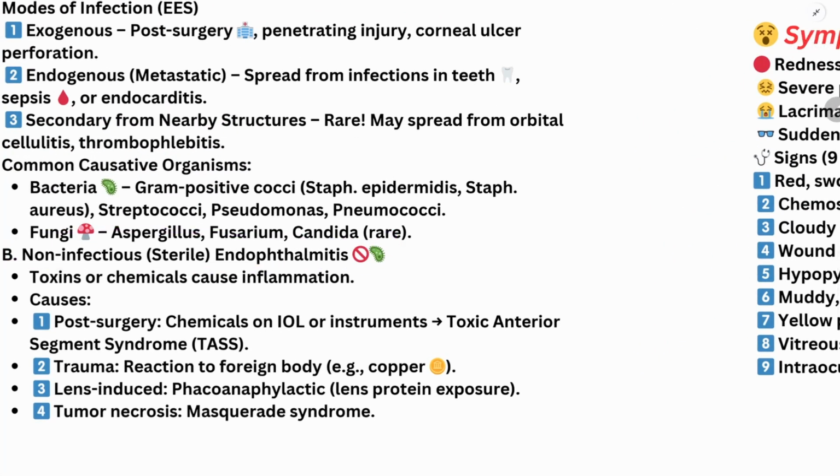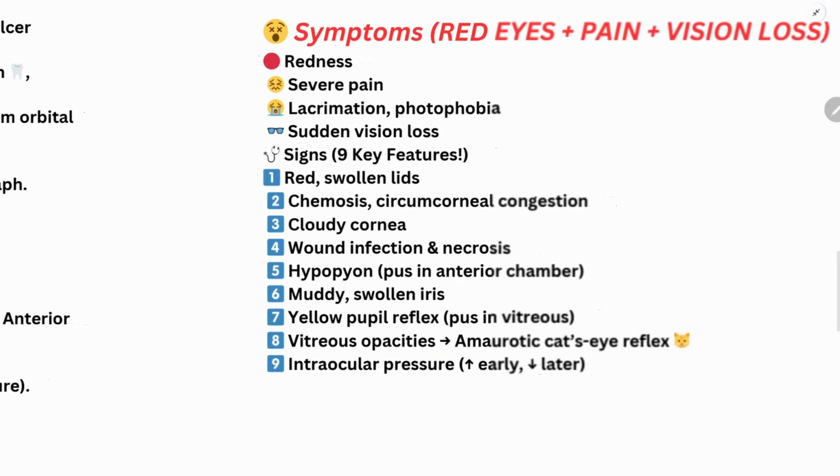Okay, and now let's come to non-infectious endophthalmitis. Here the causative agents are toxins or chemicals which cause inflammation. So the causes are post-surgery, like chemicals, intraocular pressure or instruments, which leads to toxic anterior segment syndrome, or trauma, lens-induced non-infectious endophthalmitis, and tumor necrosis. So these are the important points that you must remember regarding non-infectious endophthalmitis.